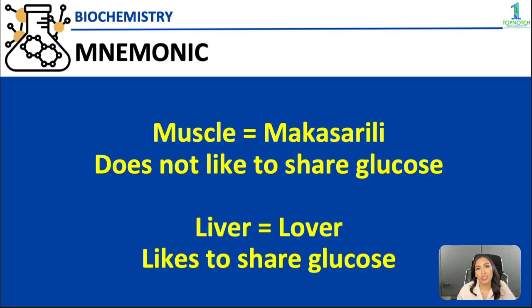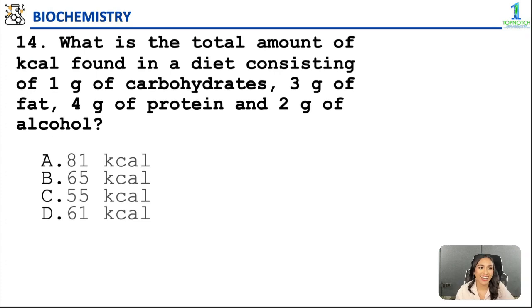Muscle is makasarili, does not like to share glucose, while liver is a lover. So, lovers like to share glucose. Okay, di ba sweet ka pag may lover ka? O, di ba? Okay, number 14.